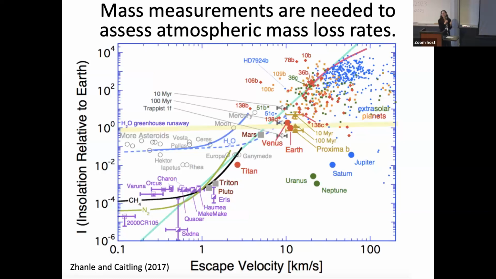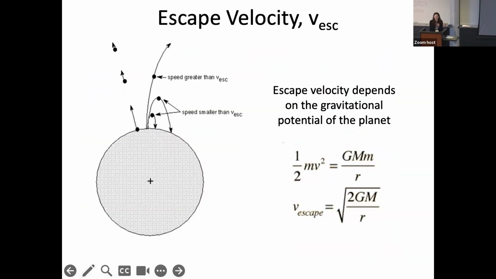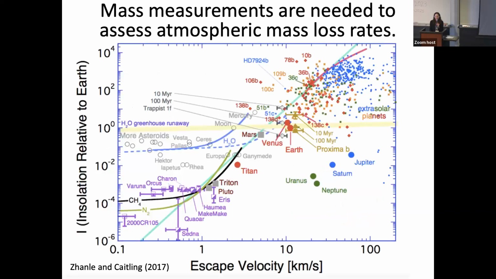Now this is the cosmic shoreline, which was foreshadowed in an earlier talk this morning. And indeed, another reason why mass measurements are important is because they give us some way to assess atmospheric mass loss rates. So here, for the cosmic shoreline, we have the insolation of the planet received relative to Earth on the vertical axis and the planet escape velocity on the horizontal axis. And as you're likely familiar, the planet escape velocity is tied to the planet mass. It's essentially a measure of the gravitational potential energy needed to remove material from the planet's atmosphere.